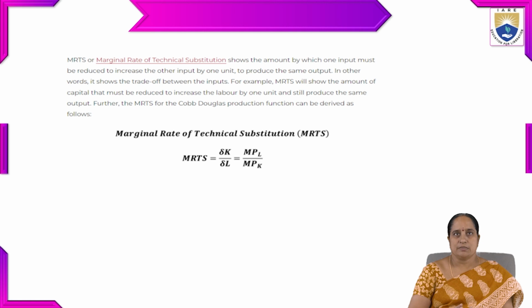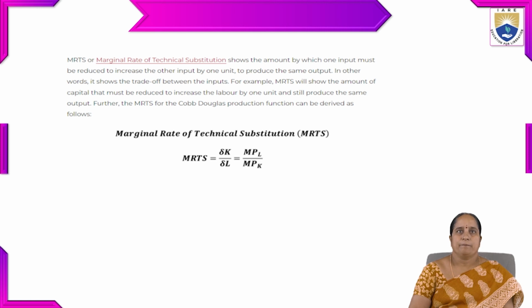So technically we can substitute capital with labor and labor with capital. It shows that the amount by which one input must be reduced to increase the other input by 1 unit to produce the same output. In other words, it shows the trade-off between inputs. For example, MRTS will show the amount of capital that must be reduced to increase the labor by 1 unit and still produce the same output.